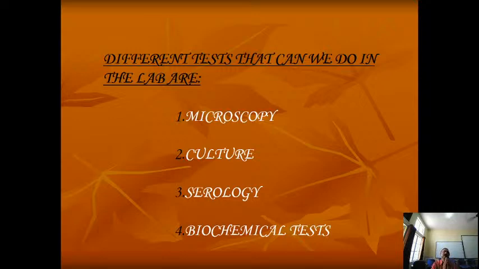So what will you do once the sample comes to you? First is microscopy. We've already told you that these organisms are motile. So you do a dark ground illumination and look for the darting motility. You can do a culture, you can do serology, and you can do biochemical tests.